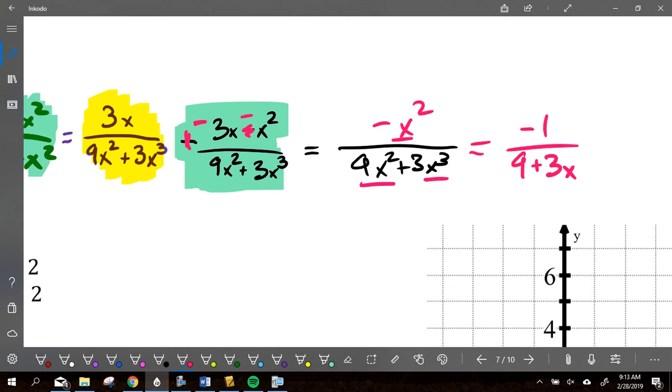Now I simplified, I canceled. You got to cancel. If you don't cancel, you can't get anything better. Okay, but now that I've canceled, now what happens when I plug it back in? Negative 1/9.